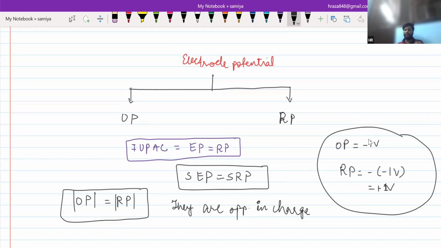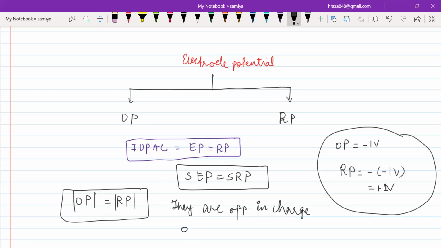Are you getting my point? I just read it incorrectly. If oxidation potential is -1 volt, that means reduction potential will be +1 volt. Is that clear, Darshan and Madiha?